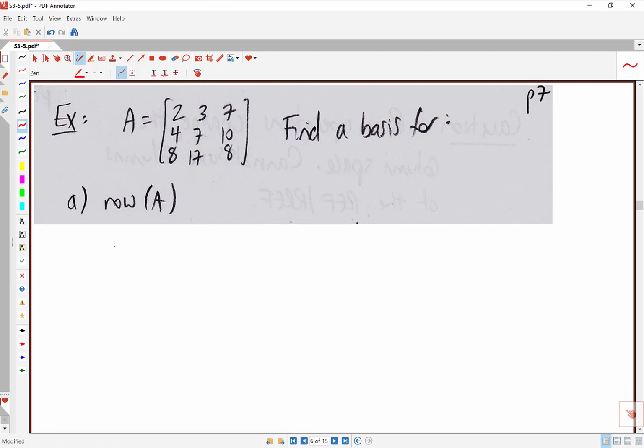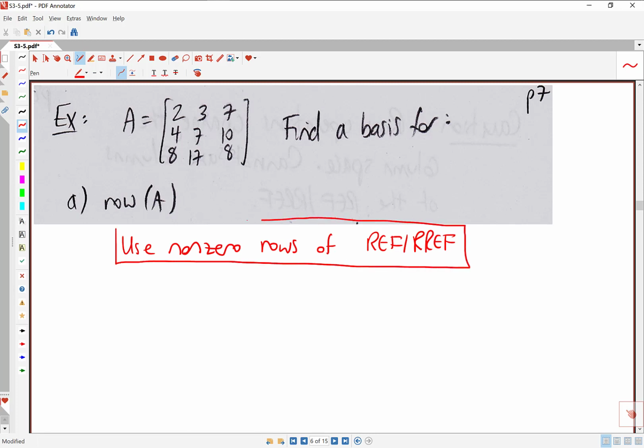Okay, well, the rule for how to find a basis for the row space of a matrix is to use the non-zero rows of either the REF or the RREF. Doesn't matter which one. So you want to put your matrix into REF or RREF, and then just grab the non-zero rows, and that will be your basis for your row space. So let's do that. Let's take our matrix A.